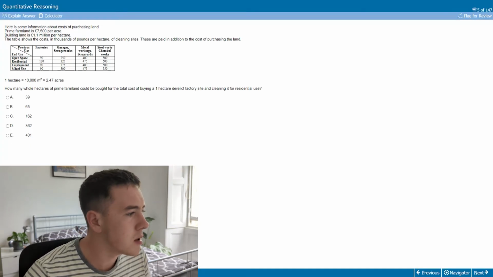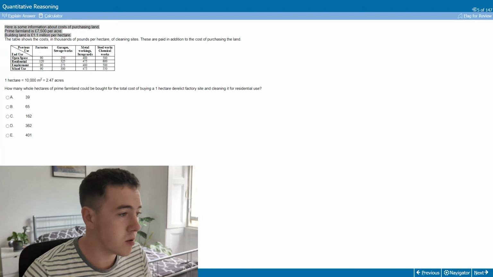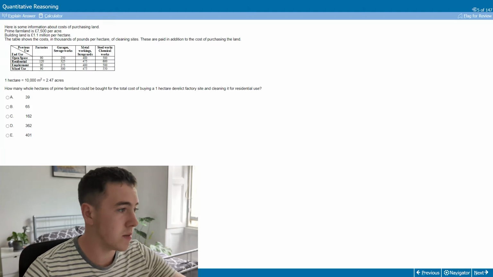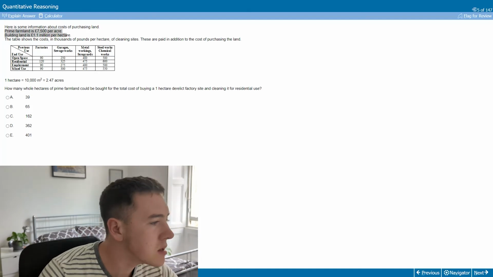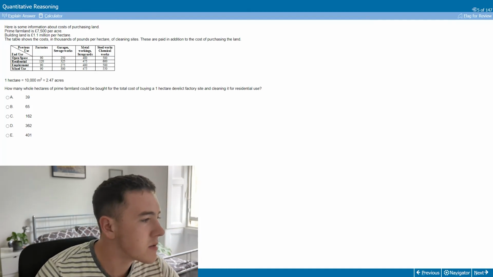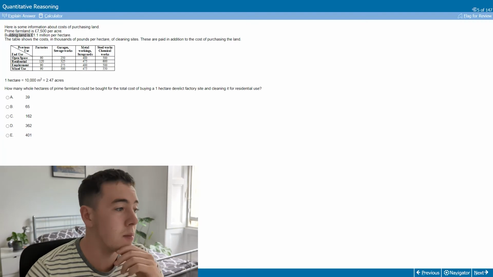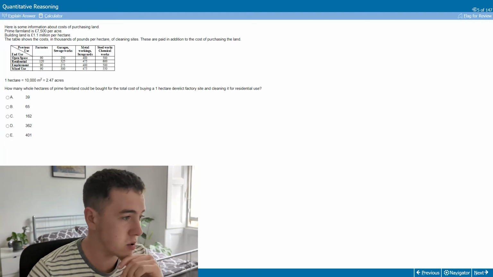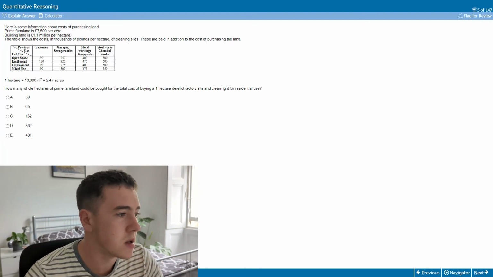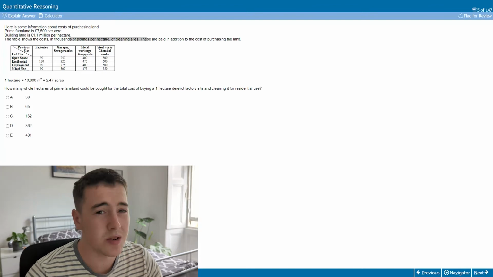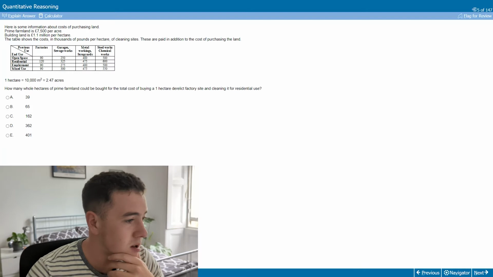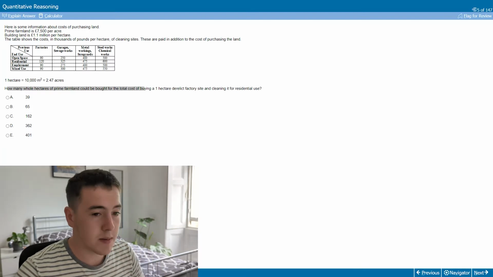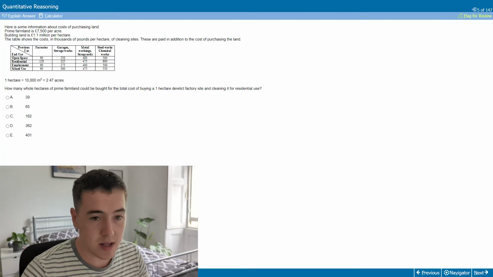Again, if you've watched the video, read the information at the top. So some information about purchasing land. Prime farmland is 7,500 per acre. Building land is 1.1 million per hectare, and the table shows the costs in thousands of pounds of hectares. To be honest, I would skip this as well. Yeah, no, I'm skipping this. So flag again, so you can come back to it at the end if you've got time.